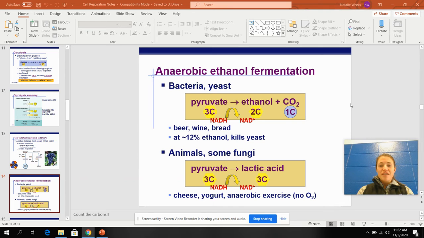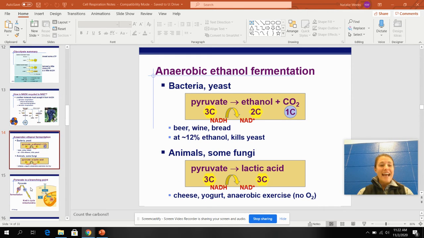So we don't think about cheese as having bubbles in it. I'm sorry, not all cheeses. Some cheeses do use the alcoholic fermentation above, but cheddar is made using this lactic acid. Same thing as yogurt. We don't think of bubbly yogurt. That'd be really gross. So those are made with lactic acid.